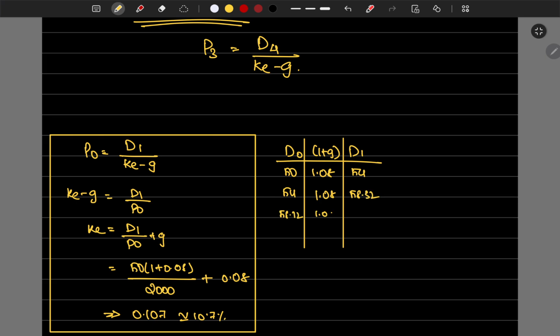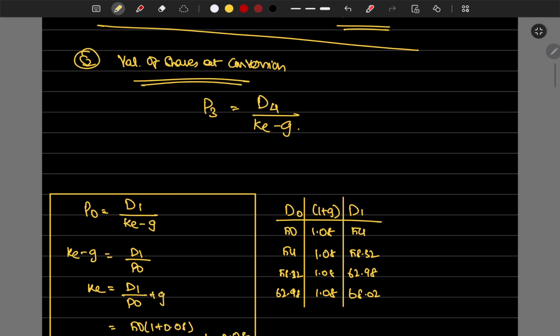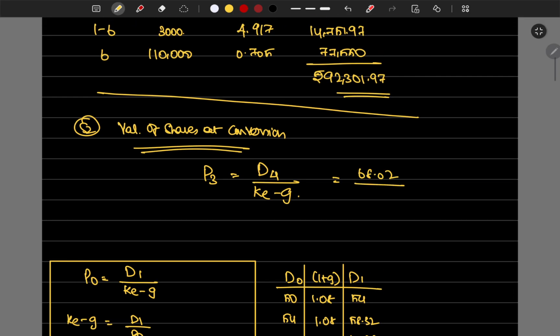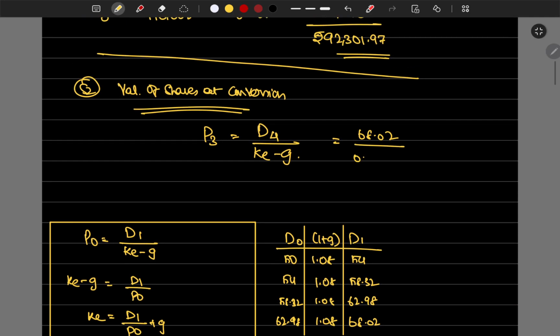58.32 into 1.08, which is 62.98. 62.98 into 1.08, which is 68.02. So 68.02 divided by KE minus G, which is 0.107 minus 0.08, that is divided by 0.027, which comes to rupees 2519. Okay, so we got the value of shares.